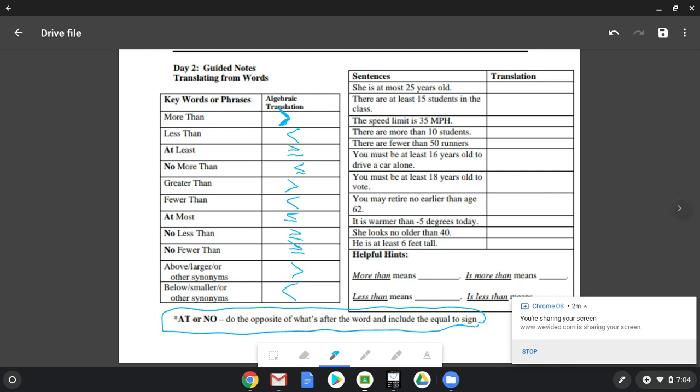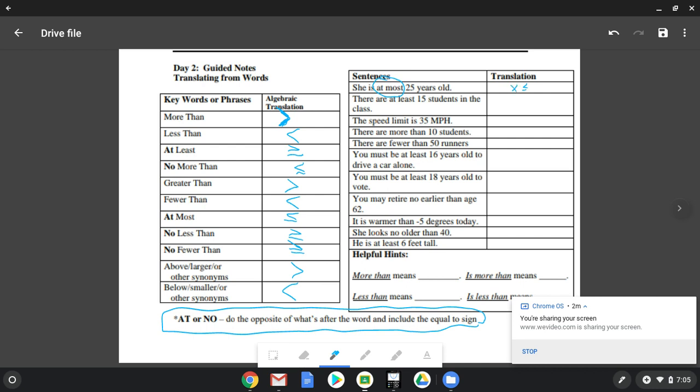So let's do some translation now. We're just going to use a letter X for the variable. So it says she is at most 25 years old. So at most is what I'm looking at here. So I know, if I go over to this left side, at most is going to be less than or equal to. We use X for she.